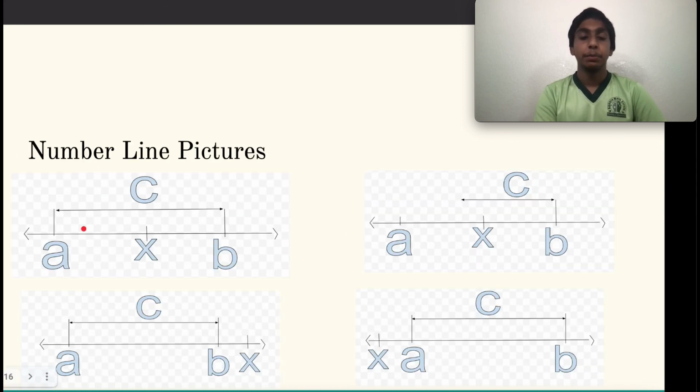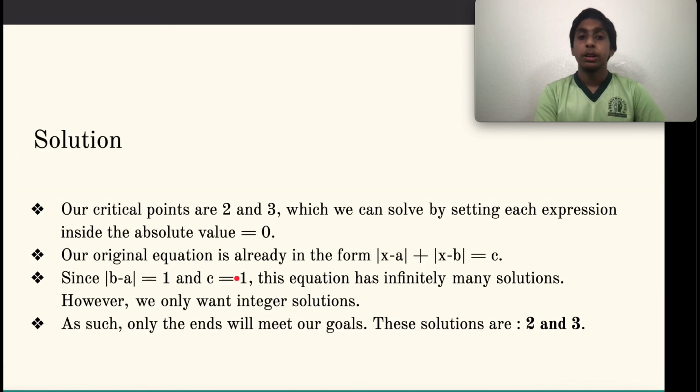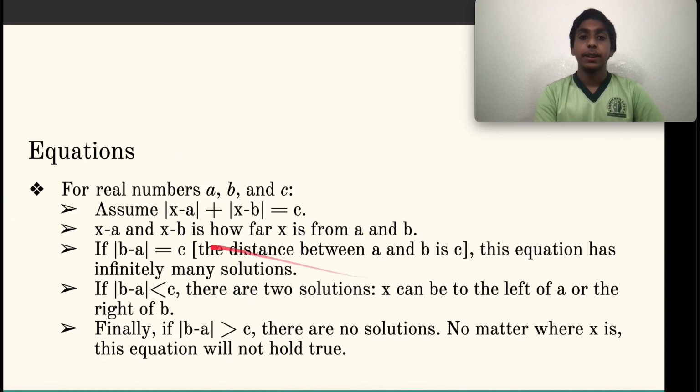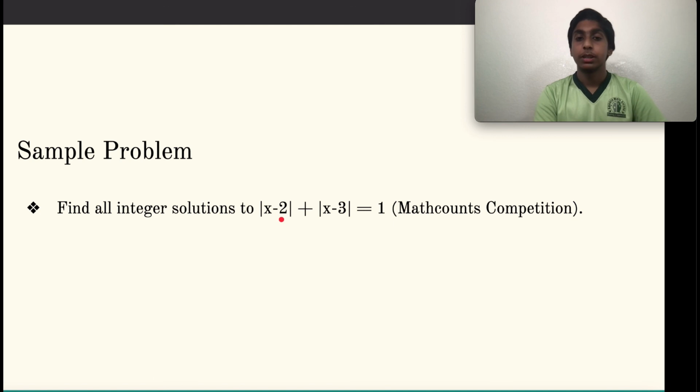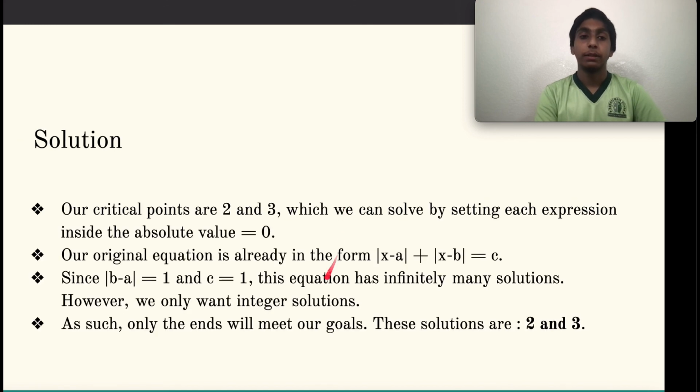So we can set this up on the number line as a and b, 2 and 3. Now, our original equation is already in the form absolute value of x minus a plus absolute value of x minus b is equal to c. And here, it's absolute value of x minus 2 plus absolute value of x minus 3 is equal to 1. So my c is 1, my a is 2, and my b is 3. So that's how I figured out all of that.